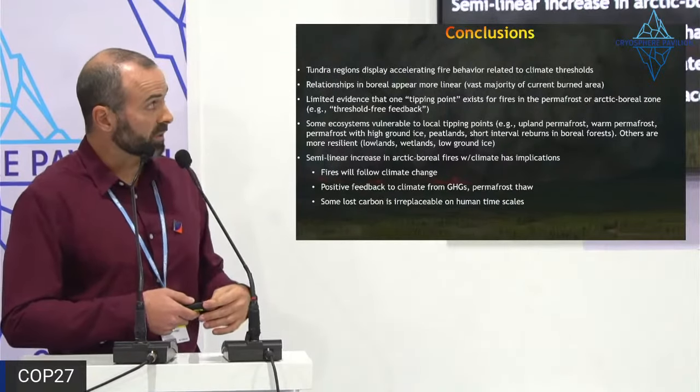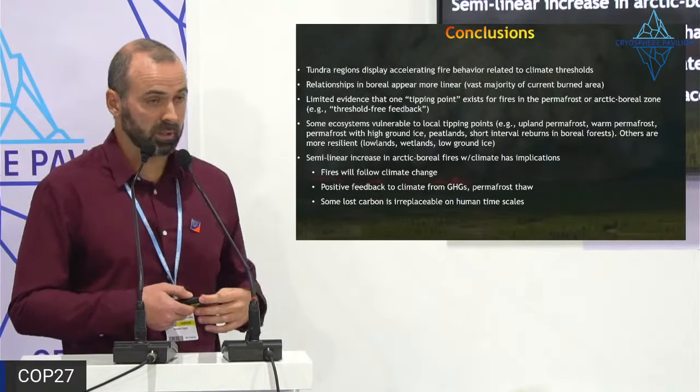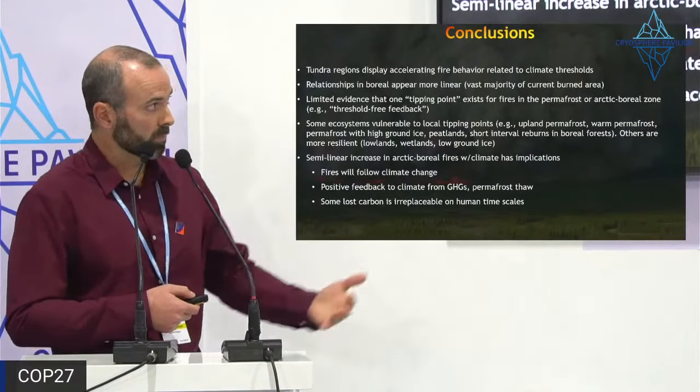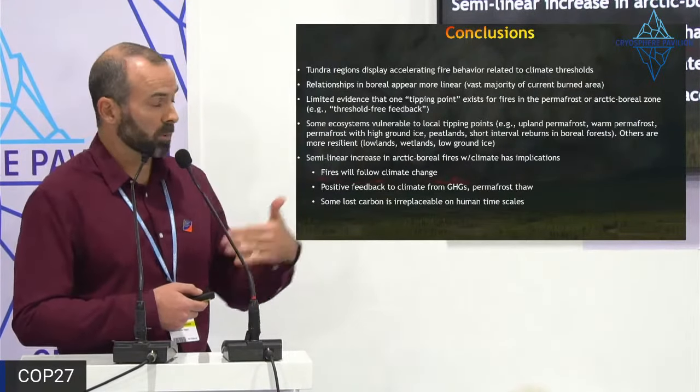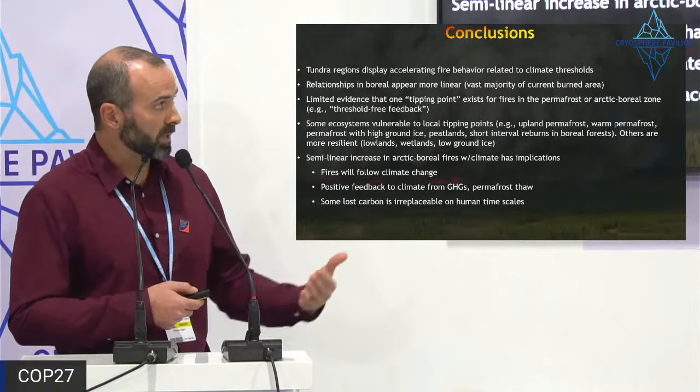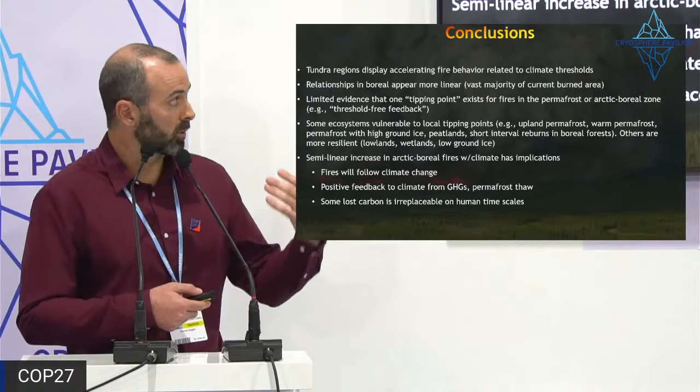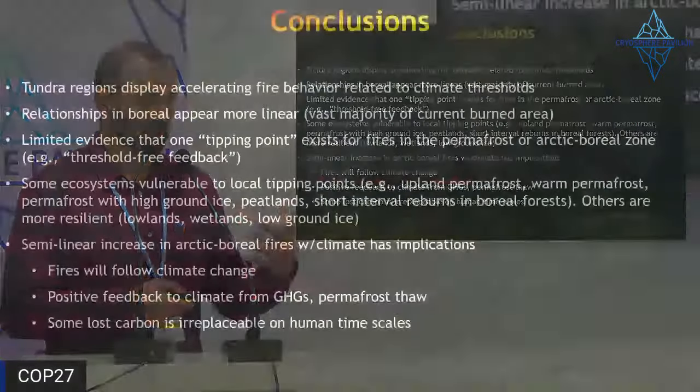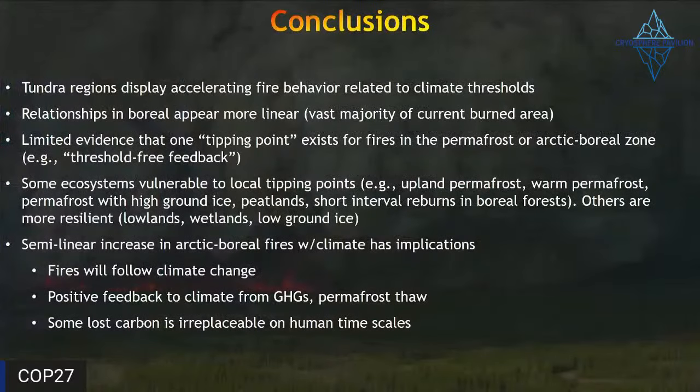We definitely see some ecosystems that are vulnerable to tipping points. So the ones I've identified: upland permafrost, warm permafrost, permafrost with high ground ice, peatlands, and short interval reburns in boreal forests. But other systems certainly appear more resilient, especially lowlands, wetlands, and permafrost with low ground ice content. But I would say, even if we're not seeing threshold tipping point-like behavior, even a linear or semi-linear increase of Arctic boreal fires with climate change has implications.